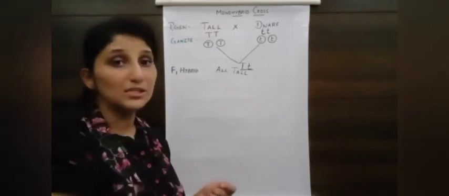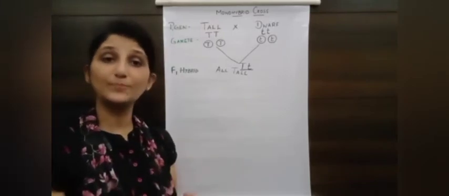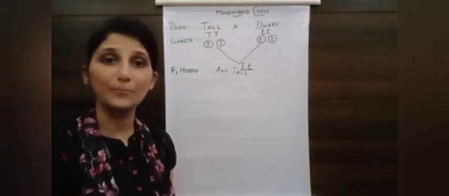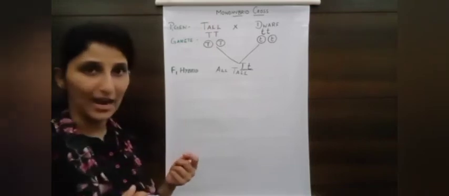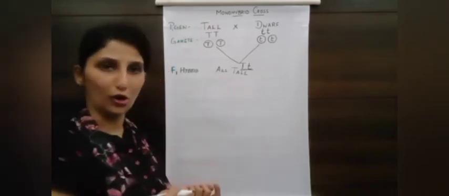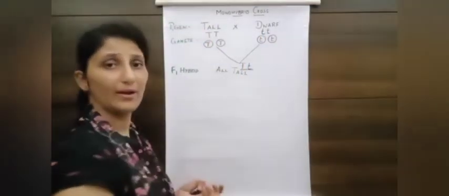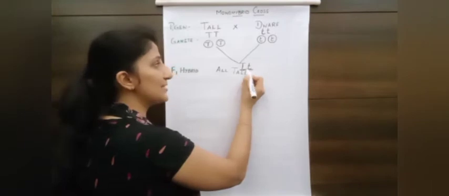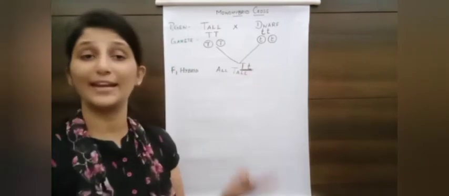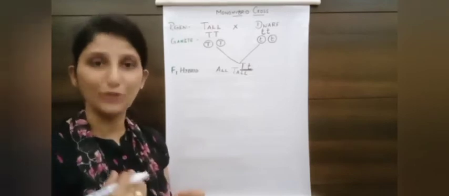But what was the phenotype? What do you mean by phenotype? It is the external appearance of the organism that is called the phenotype. So the phenotype of the F1 hybrid is all were tall. All were tall. Then where did this dwarf disappear? Yet it is present in the F1 hybrid, but it is not getting expressed. And here we get the explanation for the law of dominance.